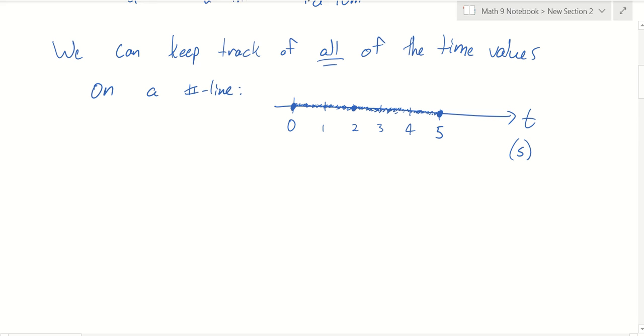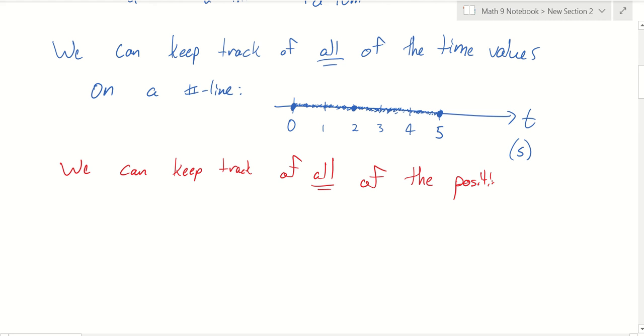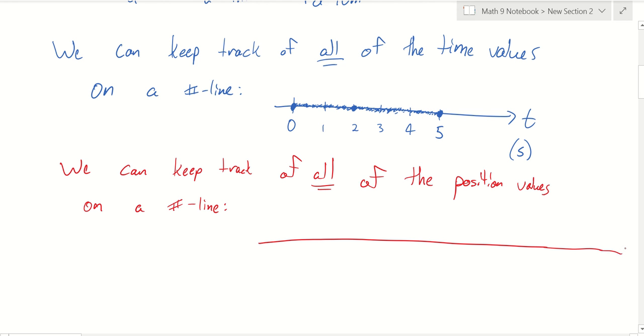And not only that, and let's do this in a different color, we can also keep track of all of the position values. You're at different positions at different moments in time, so we can keep track of all of the different position values on a number line as well. So we can just draw a relatively straight line, and let's label what this line represents.